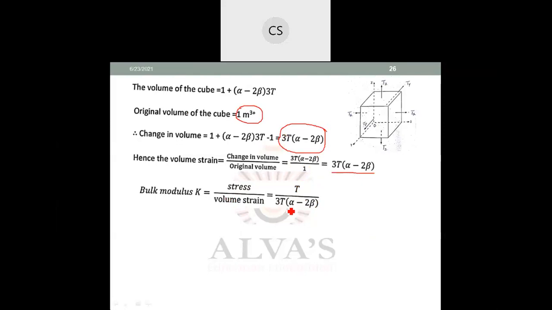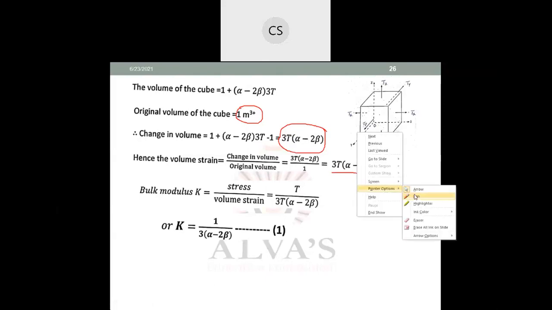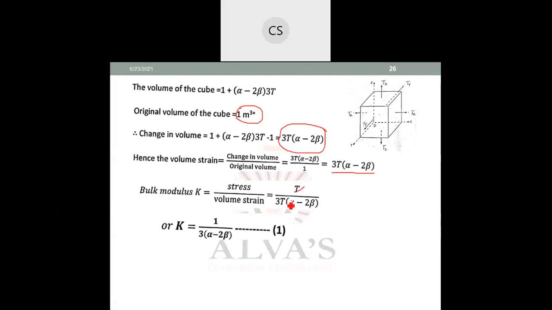Just now you have found out that it is 3t into alpha minus 2 beta. Okay, you got the relationship now. What is the relationship? You are trying to find the relationship between bulk modulus, alpha and beta, longitudinal strain and lateral strain. So K is equal to 1 by 3 into alpha minus 2 beta, because T and T will get cancelled. Correct? So therefore you will get 1 by 3 into alpha minus 2 beta.